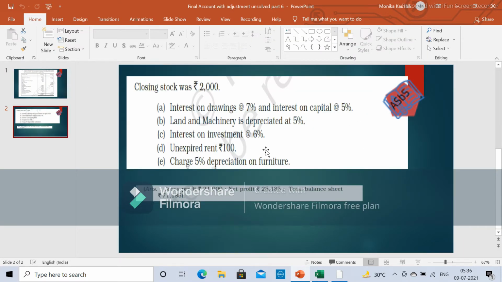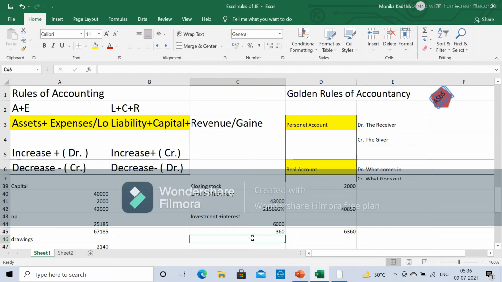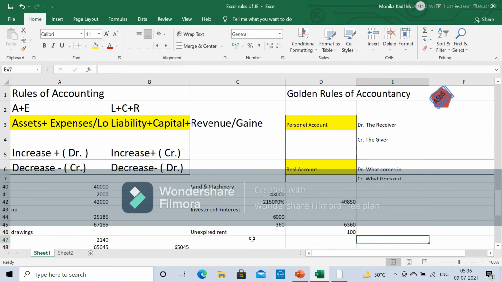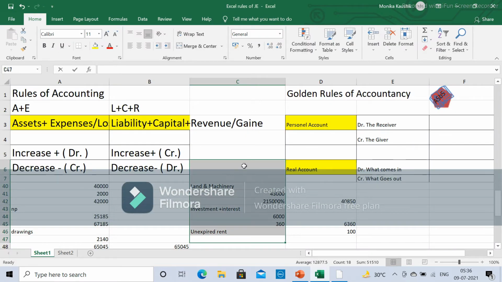Next one is unexpired rent. This one I have added in the profit and loss account. Now that will be my asset. That's an income. Unexpired rent, 100 rupees. Charge 5% depreciation on furniture. Simple.